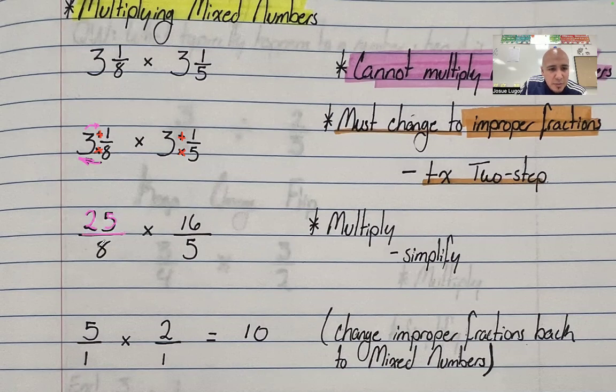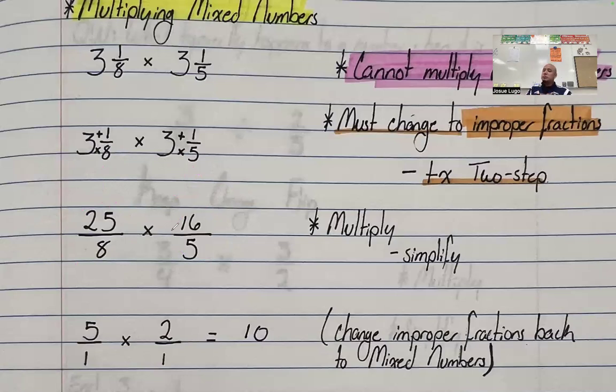We keep the same denominator of 8, right? And then over here, I'm going to do 5 times 3, which is 15 plus 1. That's going to give me 16. And then I keep the same denominator of 5. And that's where these numbers came from. So 25/8 times 16/5. Now, please remember that 25/8 is the same thing as 3 1/8, and 16/5 is the same thing as 3 1/5. But now those are just the mixed numbers expressed as improper fractions.